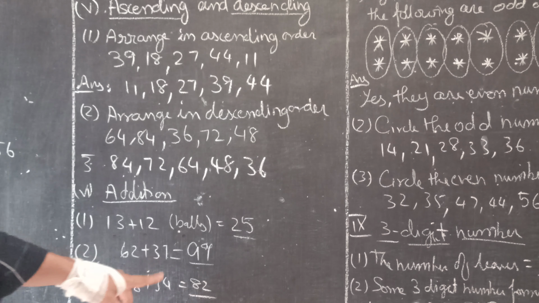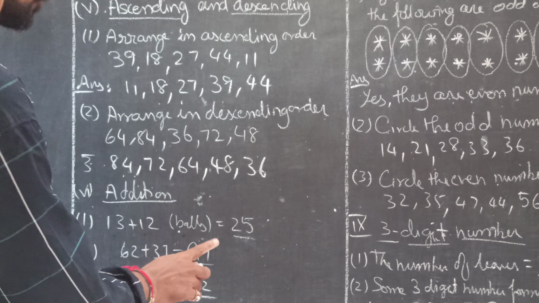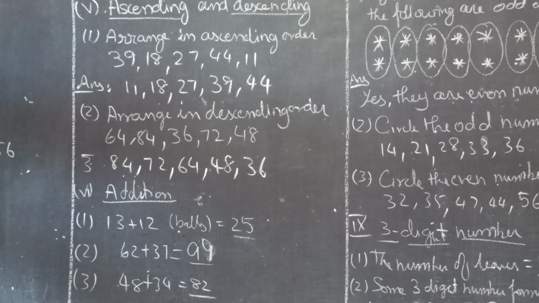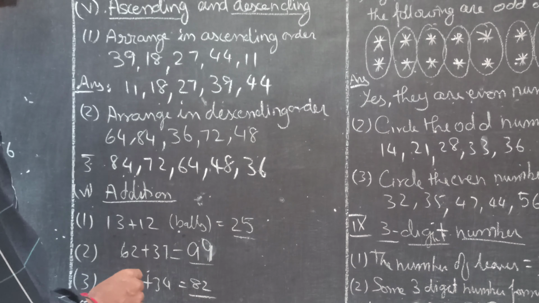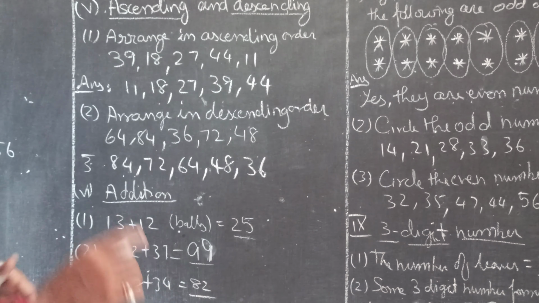62 plus 37. So 2 plus 7 is 9. 6 plus 3 is also 9. So it becomes 99. 48 plus 34. 4 plus 8 is 12. So we carry. So 3 plus 4 plus 1, 8.